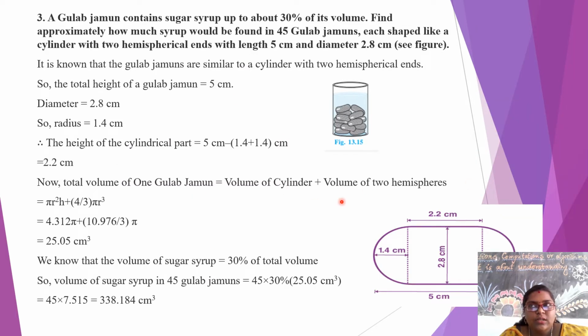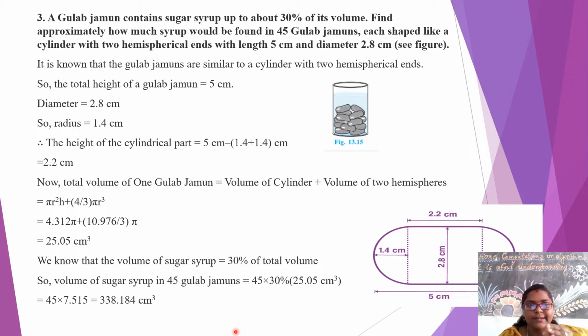And the third question: a gulab jamun contains sugar syrup up to about 30% of its volume. See, in some container, gulab jamun is there. That sugar syrup is up to about 30% of its volume, right? Find approximately how much syrup would be found in 45 gulab jamuns, each shaped like a cylinder. That gulab jamun shape is like a cylinder, not like a round gulab jamun.